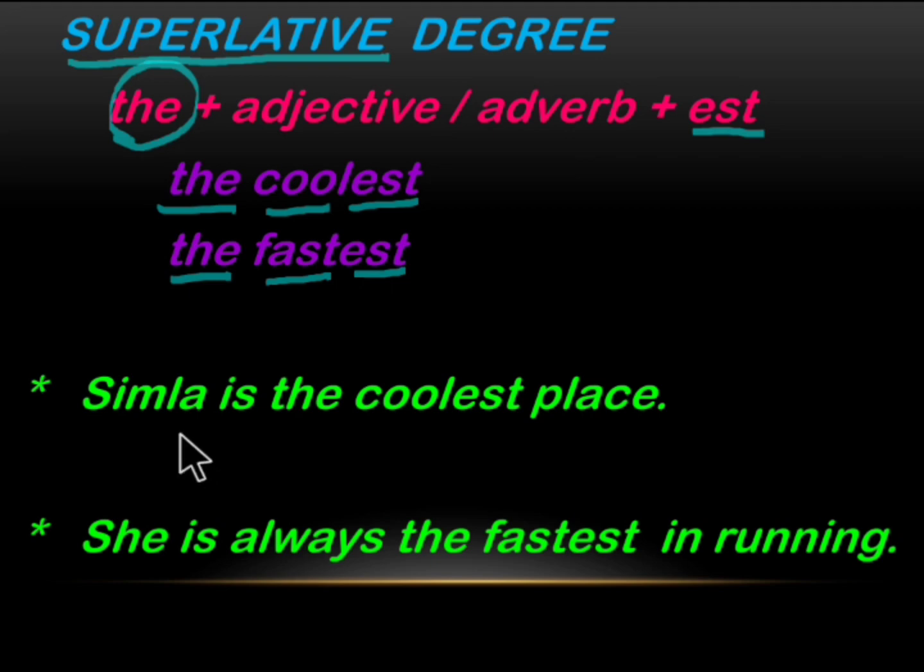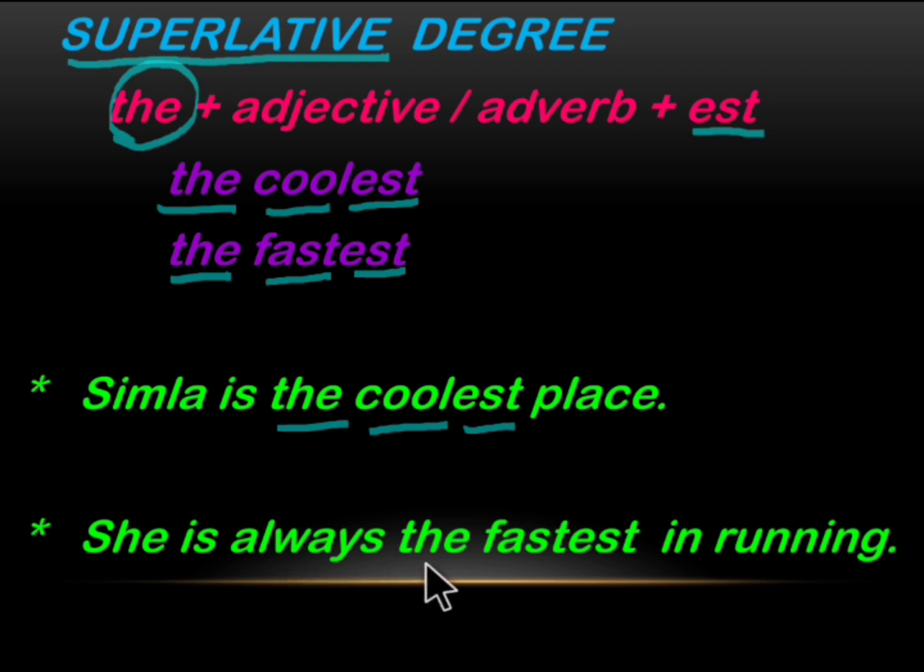Let us see the sentence for this. Simla is the coolest place. So Simla is the. Then cool is the adjective. We add est, place. Okay, this describes that Simla is very cold. There is no other place colder than Simla.